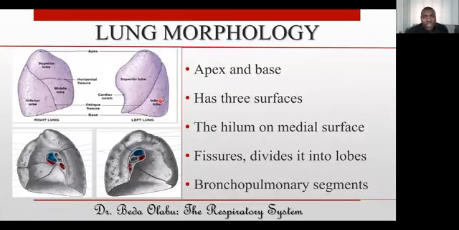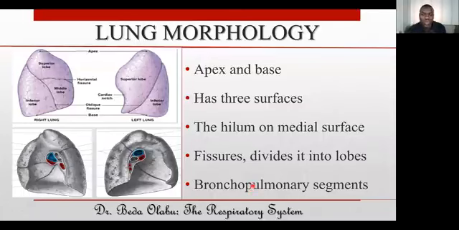Each of the lobes, remember, are aerated by the lobar bronchus, which we called the secondary bronchus. Now, within the lobes, we have what we call the bronchopulmonary segments. The bronchopulmonary segments are aerated by a single tertiary bronchus.